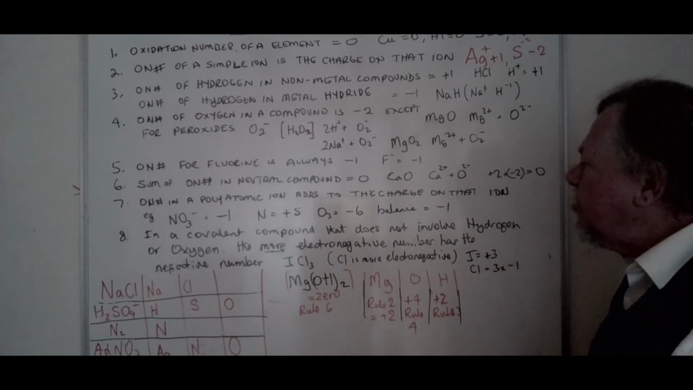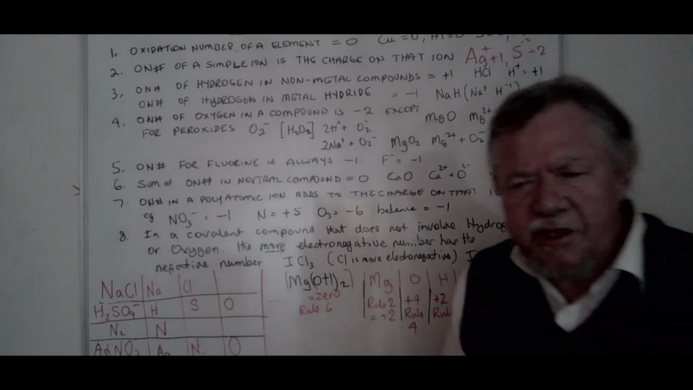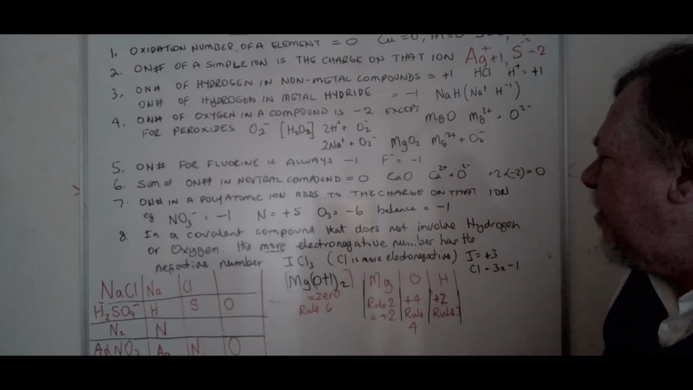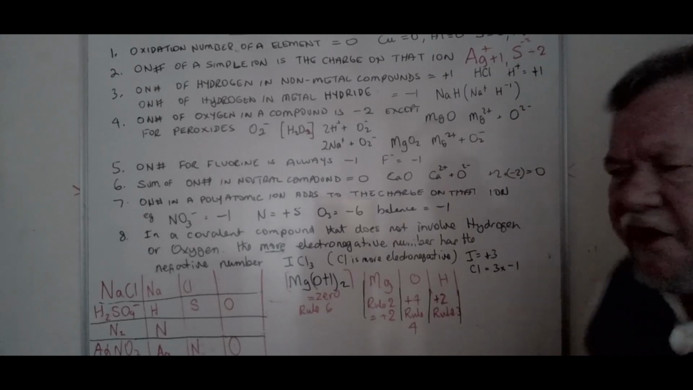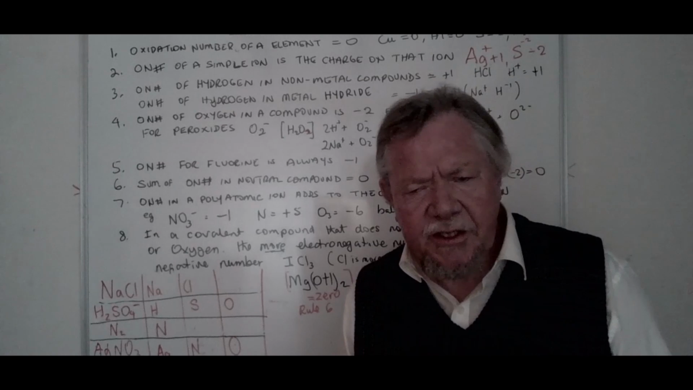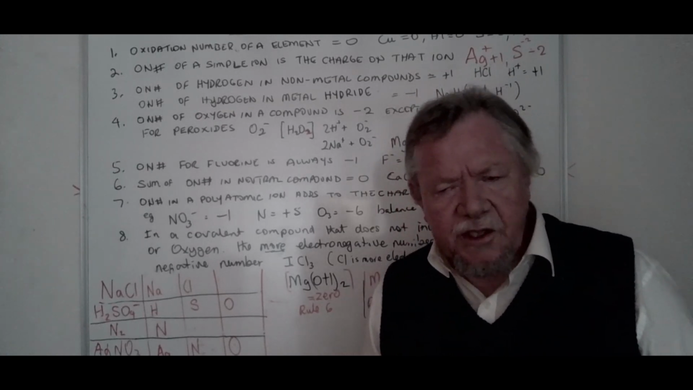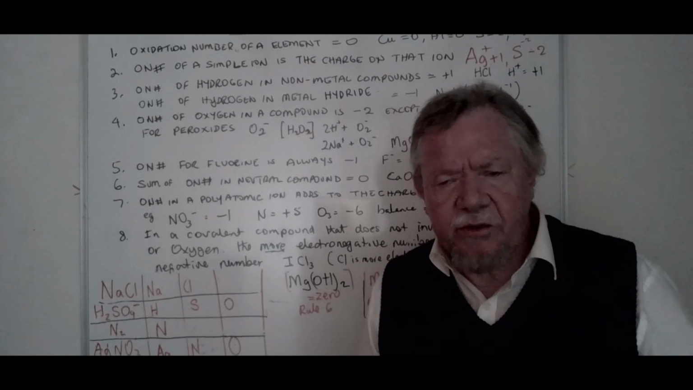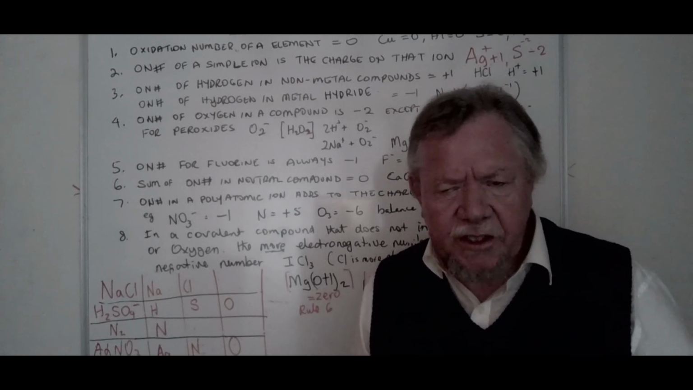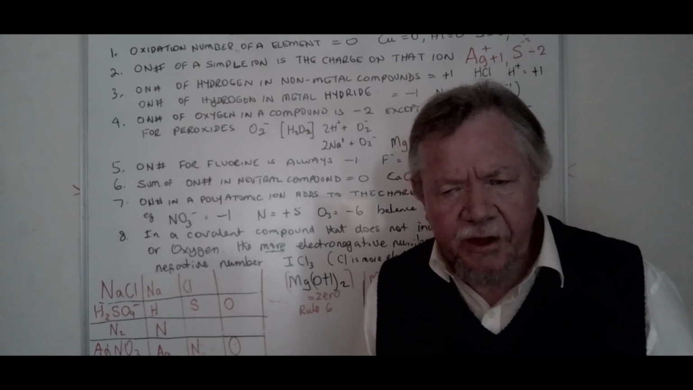Okay, so let's have a look at the next one, which is number 5, and number 5 says the oxidation number for fluorine is always -1. Well, there's no exceptions in that. So whenever you see fluorine, first of all, deal with that oxidation number, because that's always going to be -1. Everything else is calculated relative to that particular oxidation number.